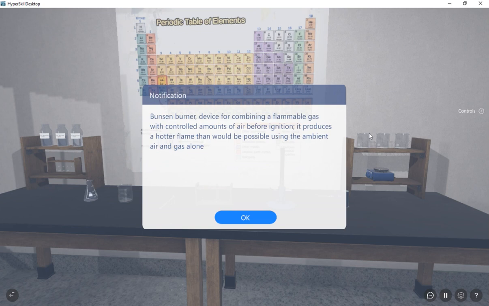Bunsen burner. Device for combining a flammable gas with controlled amounts of air before ignition. It produces a hotter flame than would be possible using the ambient air and gas alone.